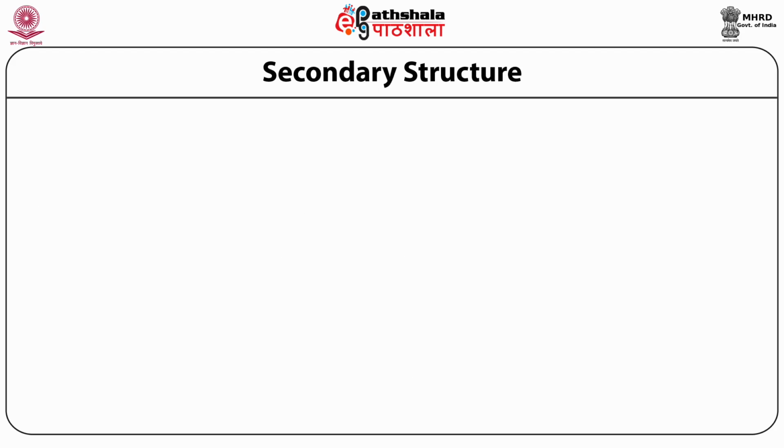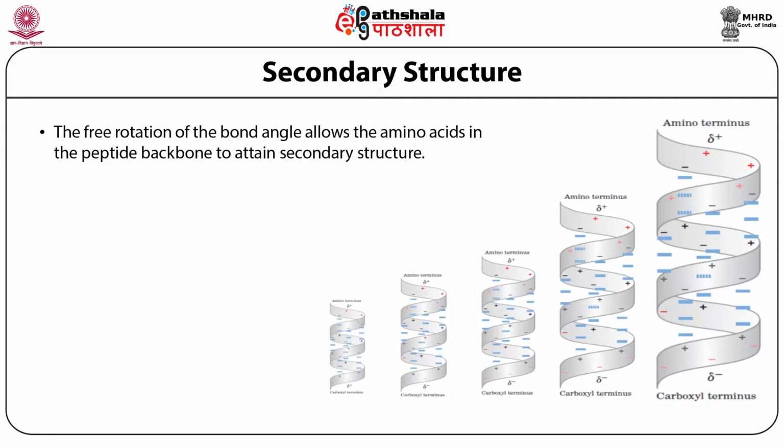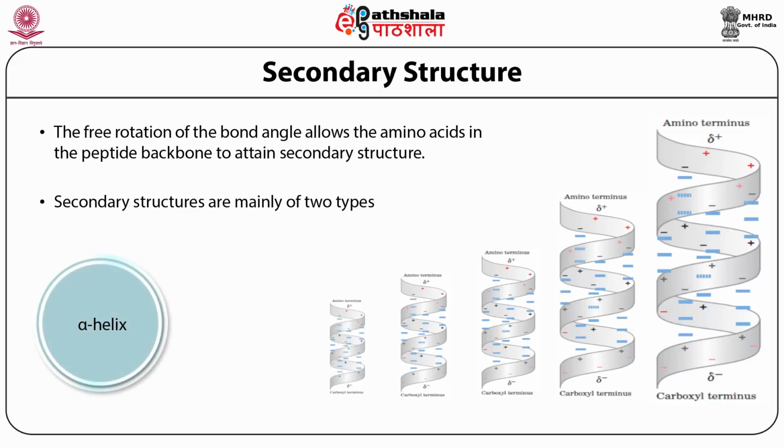Spatial arrangement of the polypeptide is referred to as the secondary structure of the protein. The free rotation of the bond angle allows the amino acids in the peptide backbone to attain the secondary structure. Secondary structure can be of two types, either alpha helix structure or beta pleated sheets.